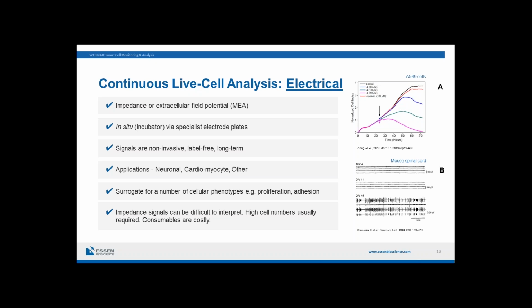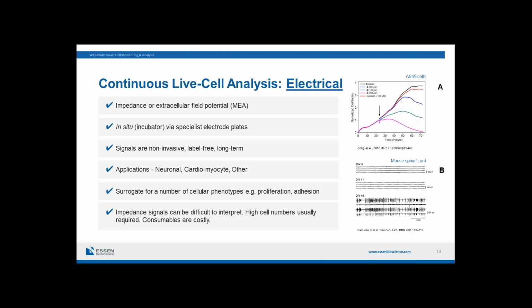In my view, the most relevant and value-adding applications for the electrical technologies are for measuring things from excitable cells, so neurons and cardiomyocytes. However, impedance is also a surrogate for a number of other cellular phenotypes, such as cell migration, cell proliferation, cell adhesion, and others, and has been used in that way.